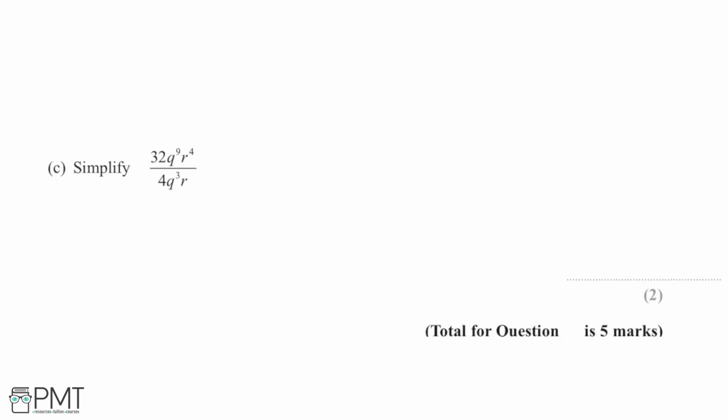And then finally here, we're asked to simplify 32 lots of q to the 9 r to the 4, and that's all going to be over 4 lots of q cubed r. So we're working with a bit more of a complex expression here that we're looking to simplify. We have a quotient, so we have a fraction, so there's going to be some kind of division involved here. And just to make it a bit easier for us, I'm going to start by writing this fraction out in a bit of a nicer form. The terms in the numerator and denominator are all multiplied together. So we have 32 multiplied by q to the 9 multiplied by r to the 4 here. So that's going to be useful to work with.